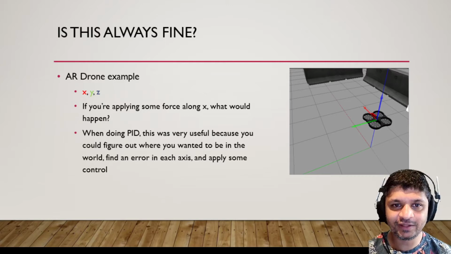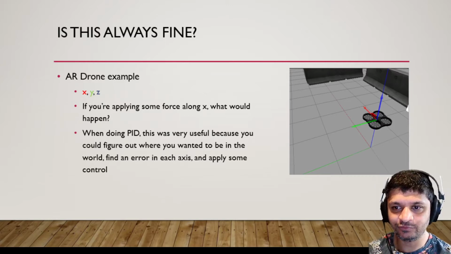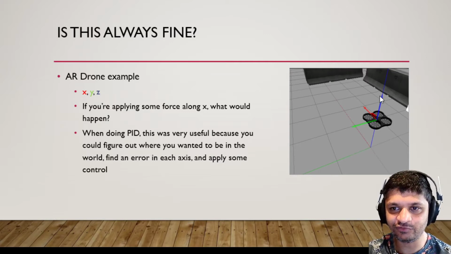Let's look at an example of the AR drone, which you guys have been working with to do your PID control assignment. Okay, so let's say we've got 3 axes, X, Y, and Z, right? So if you applied some force along X, you can see the red line is X, the same red line is X in the world. And then you've got your Y, which is the green line, and your Z, which is the blue line.